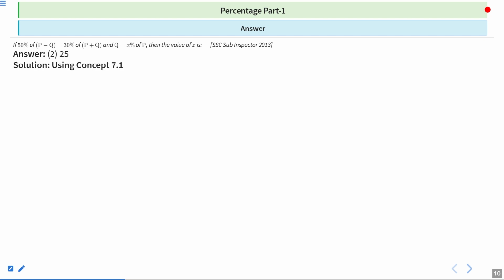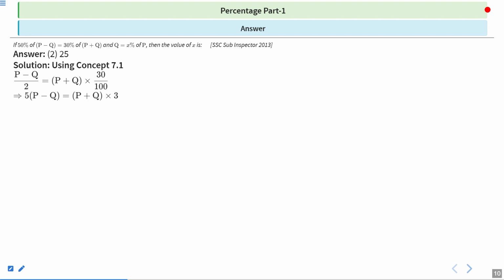Now see the detailed solution. Using concept 7.1 in this question, we can write (P minus Q) by 2, because 50%. When we solve 50%, we get 1 by 2. So (P minus Q) by 2 is equal to (P plus Q) multiplied by 30 upon 100. When we convert percentage into fraction, what can we write? We can write 30 upon 100.